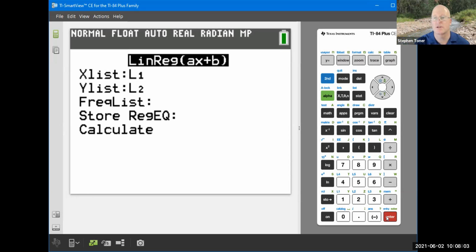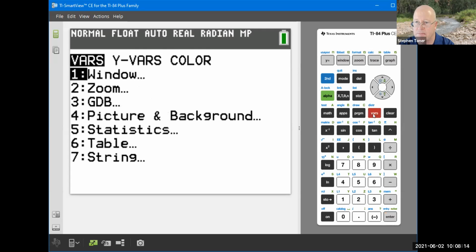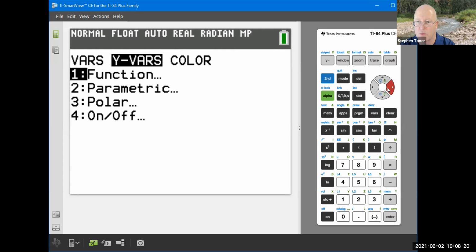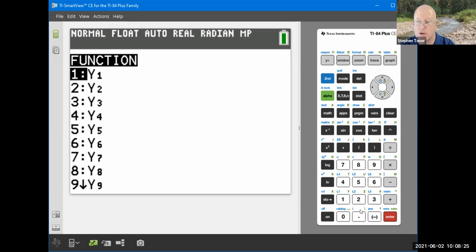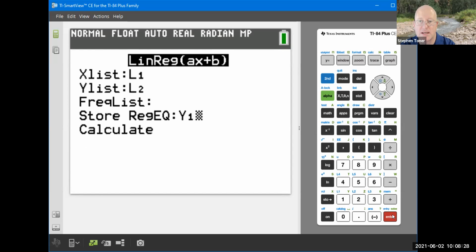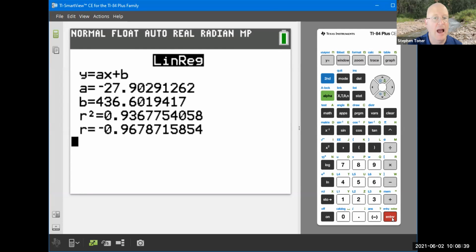When you get down to the store regression equation portion here, you're going to want to follow these keystrokes. Hit your VARS variables button. Move one column to the right to Y-VARS. Choose function, and then you can choose any of these, and I'm going to choose Y1. What this is going to do is when it finds the regression equation, it's going to put it into the y equals menu, into the Y1 function. Now, when I hit calculate, out come these values, which we'll talk about in a little bit.